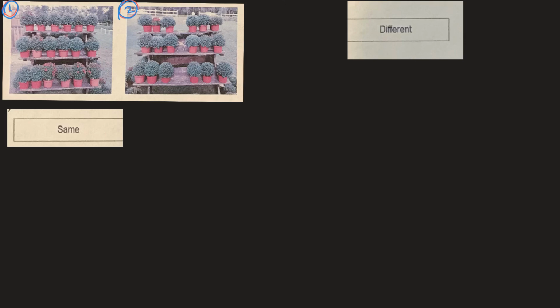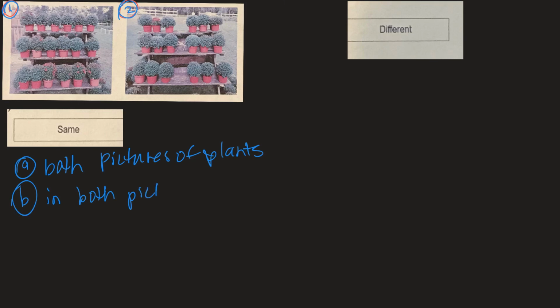In picture number 1, they're both pictures of plants, right? Pretty easy. And B, in both pictures, there are 18 plants.